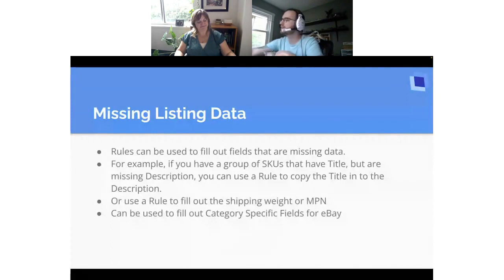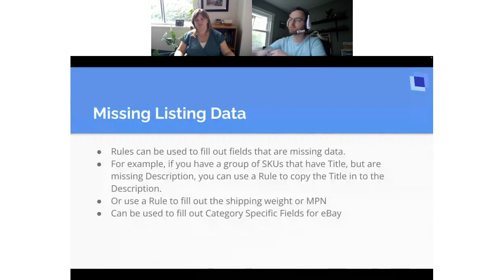This is a little more use case. I've helped out a few clients when they imported their listings and they didn't have descriptions in them. The listings just had a title, a pretty generic title, which would work for a description. In this case, they just wanted their title to be copy and pasted to their description. So instead of going through the UI and doing it SKU by SKU, or downloading a template and going that route, they decided to use a rule.